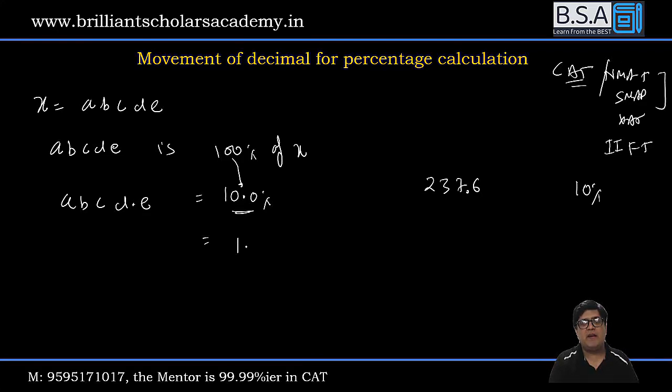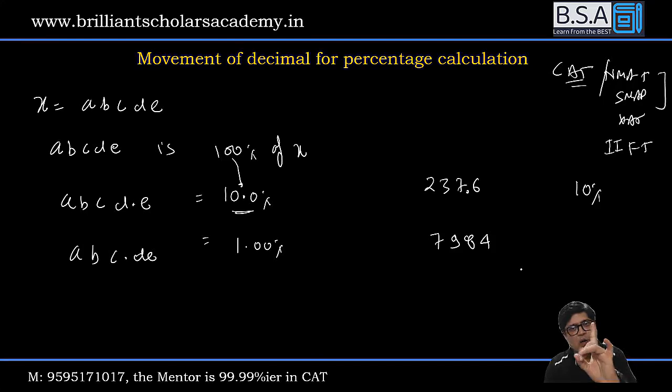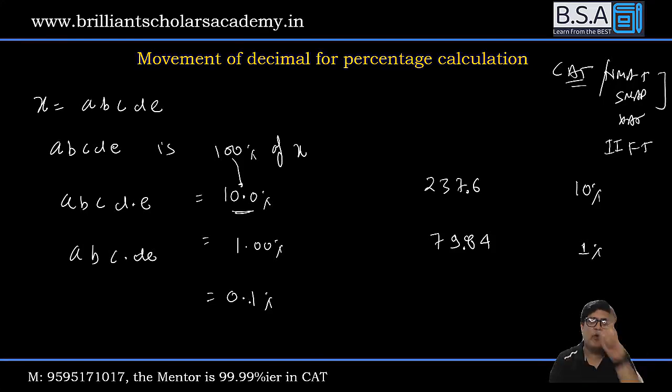If I want 1%, can I say I'm moving decimal 2 steps ahead? ABC dot D. Some random number I have, 7984. I want 1%. So you put a decimal here, that is equal to 1%. Job done. I want 0.1%. See, 100 had 3 digits. I am putting decimal before 1. So how many steps? 3 steps.